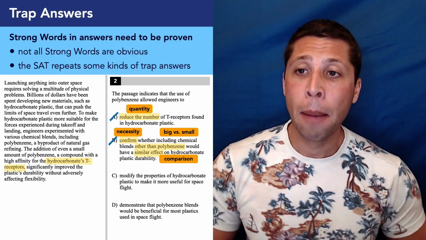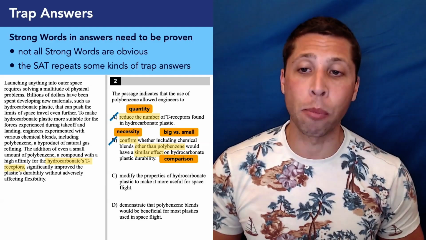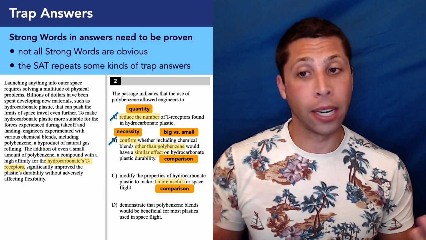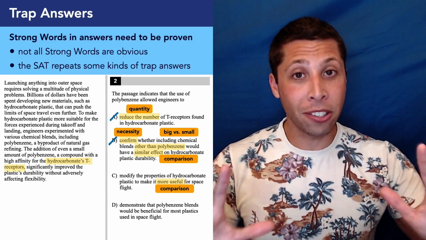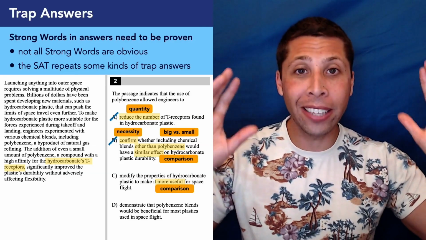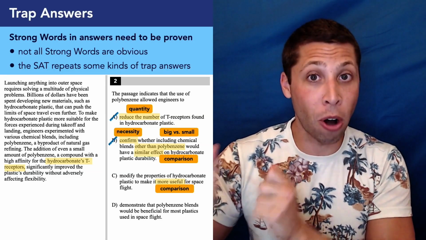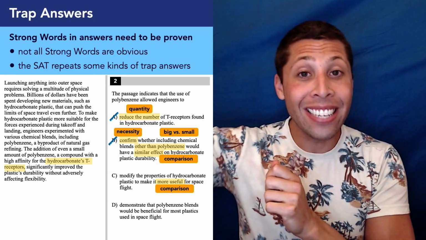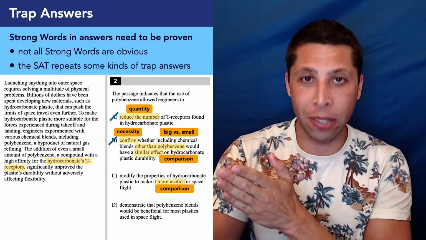Let's look at C. Polybenzene allowed engineers to modify the properties of hydrocarbonate plastic to make it more useful for spaceflight. Well, this is also a comparison, more useful, right? So should I eliminate the choice? No. The purpose of this whole exercise is not that we are allowed to just immediately eliminate answer choices when we see these problem strong words here. What we need to do is go and check for those ideas in the passage as well. So it's not an instantaneous get rid of this answer.